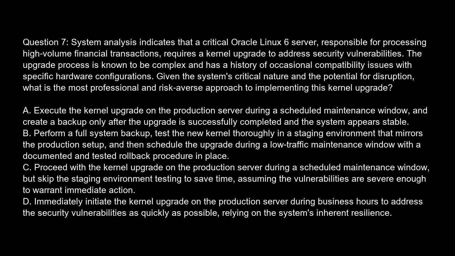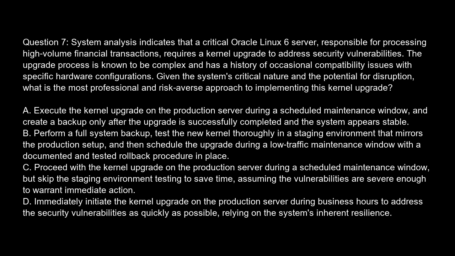Option A. Execute the kernel upgrade on the production server during a scheduled maintenance window and create a backup only after the upgrade is successfully completed and the system appears stable. Option B. Perform a full system backup. Test the new kernel thoroughly in a staging environment that mirrors the production setup, and then schedule the upgrade during a low-traffic maintenance window with a documented and tested rollback procedure in place.